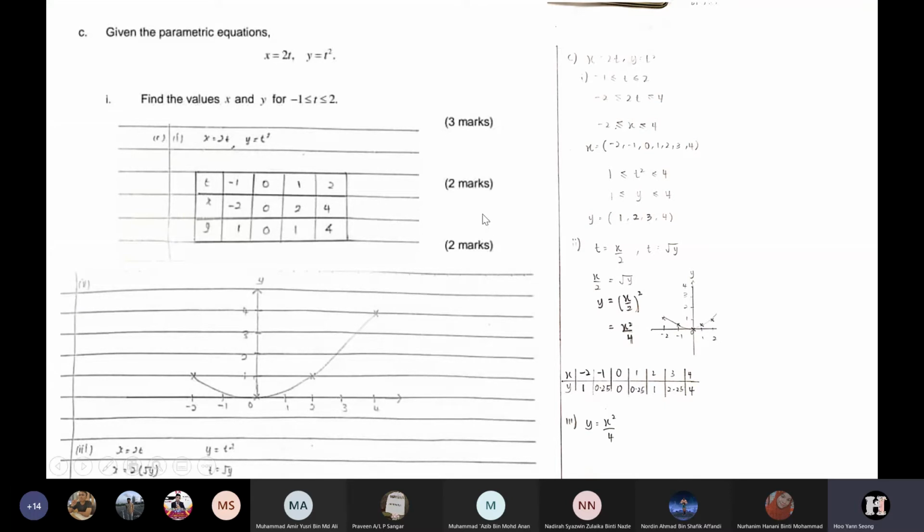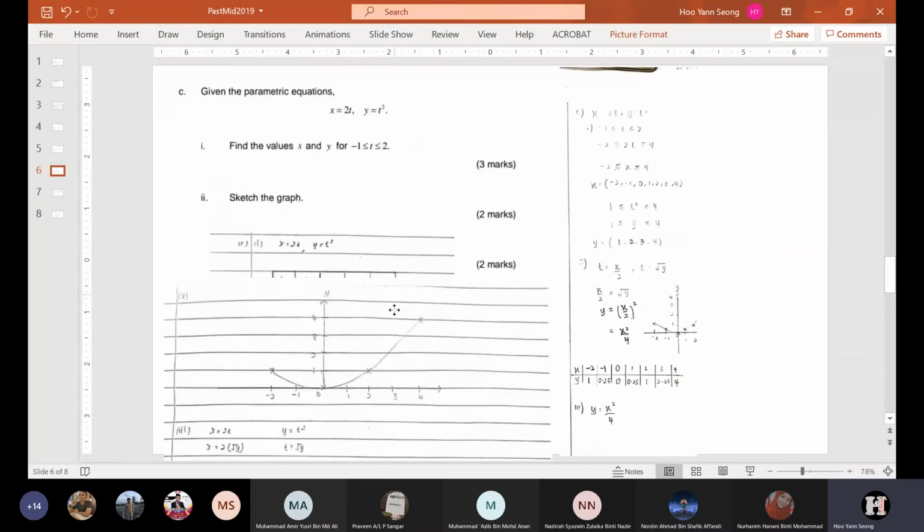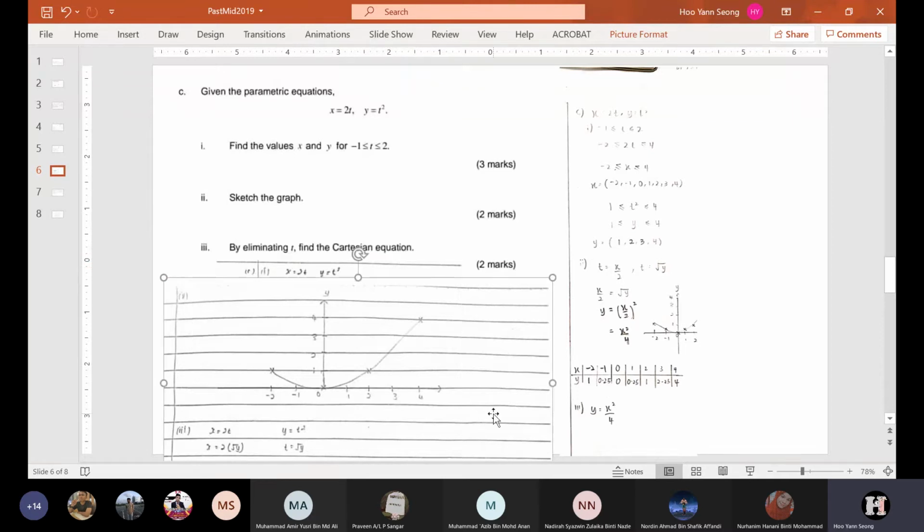The reason is the question never asked you to sketch from where to where. They didn't ask you to sketch from where to where, unless the T range is put here, but even then nothing is wrong. He sketched according to the negative, but when he plots until 1, it doesn't matter. So these two are correct, and both are going to get full marks. And then the last question over here is: by eliminating the t, find the Cartesian equation.